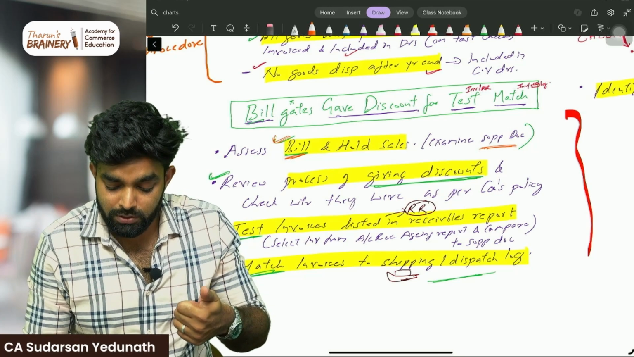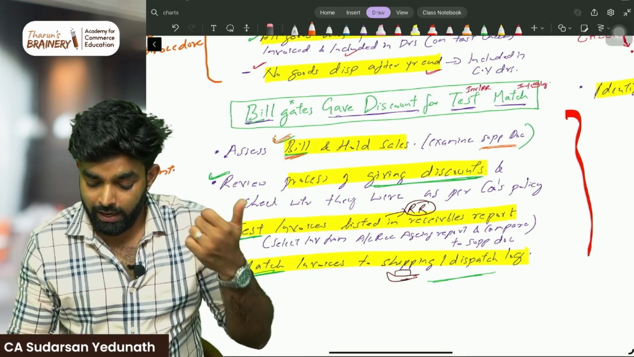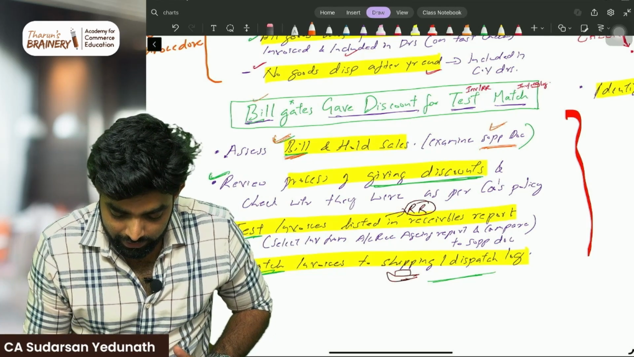So assess those bill and hold sales. All the bill and hold sales that happened in the year, assess all of them and see their supporting documents, examine their invoices. Then that is bill. Then Gates, nothing is there.